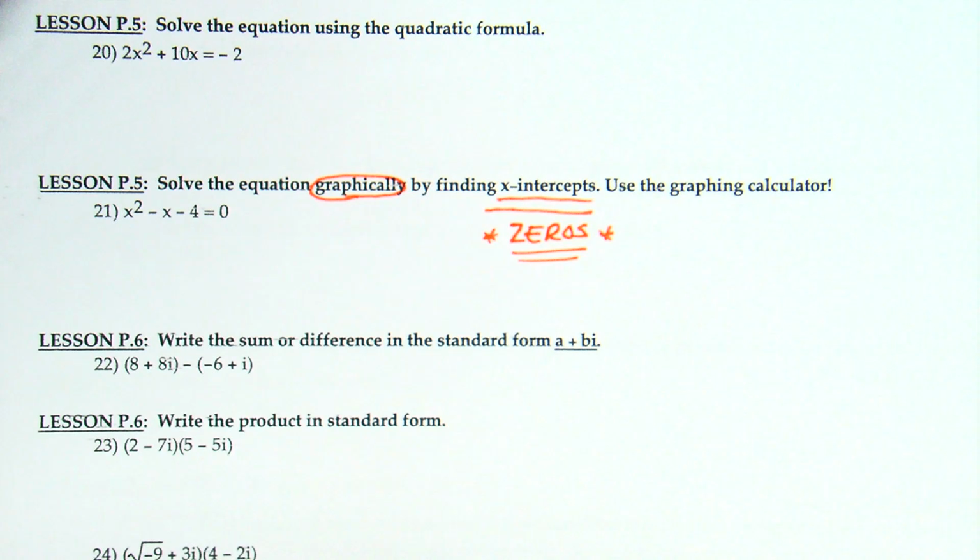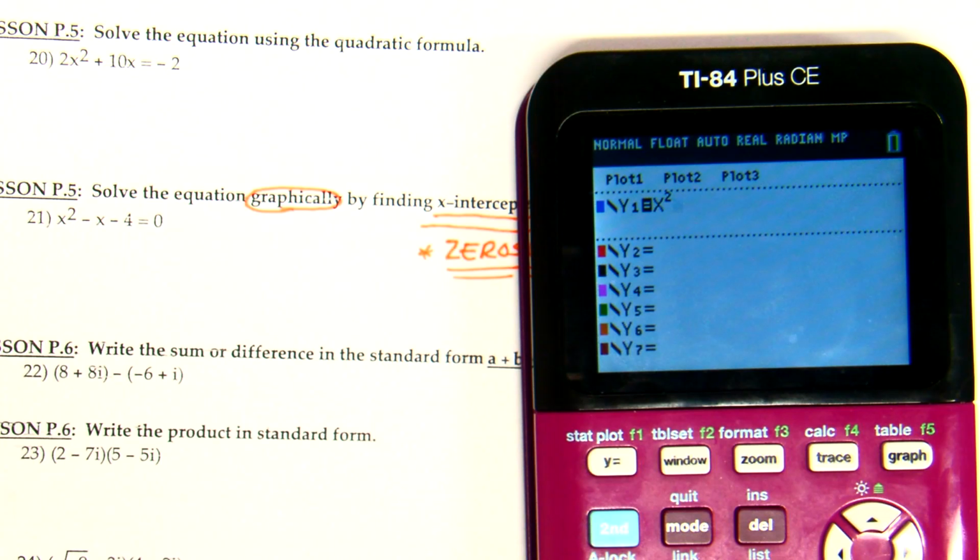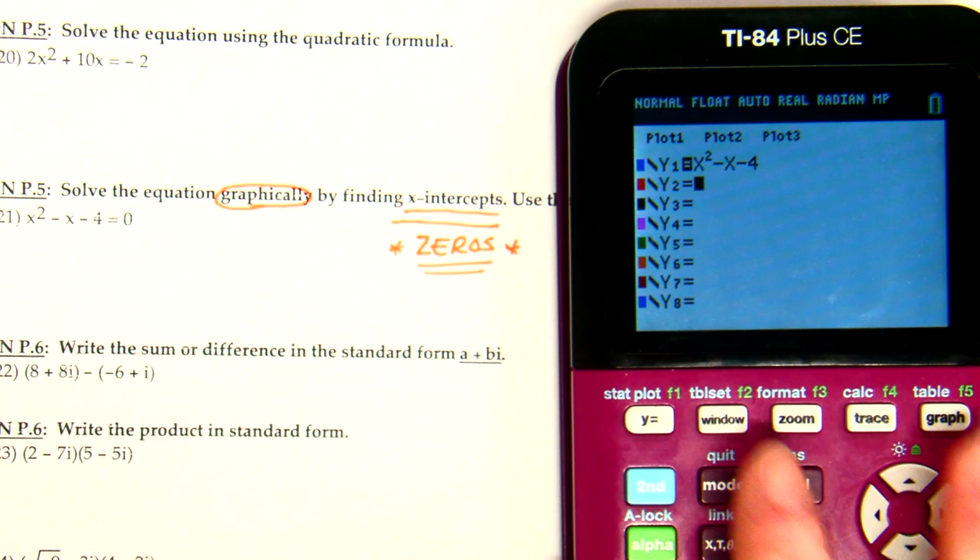So first thing you want to do is grab your calculator and graph that equation. So I'm going to graph x squared minus x minus 4. I personally saw that I was zoomed in on whatever I last did on this. So a good thing to do is to always start off by doing 6, ZStandard, just something to give me a basic 10 by 10 screen.